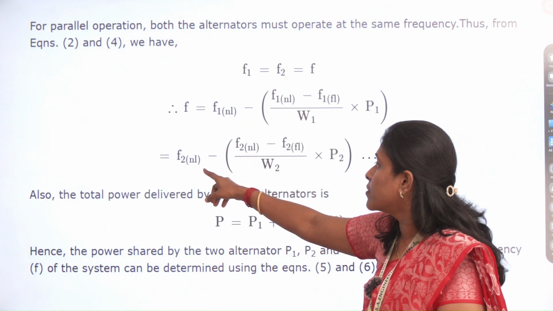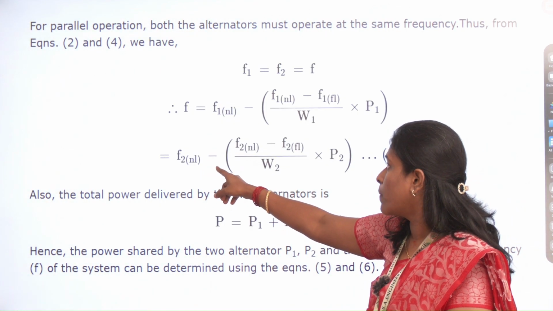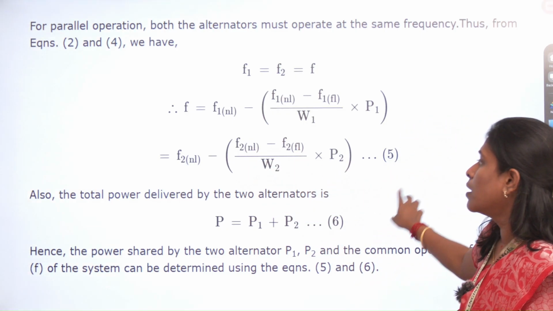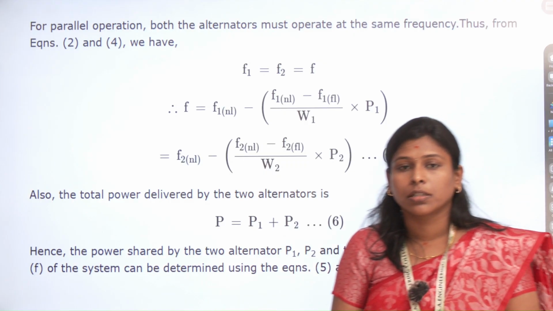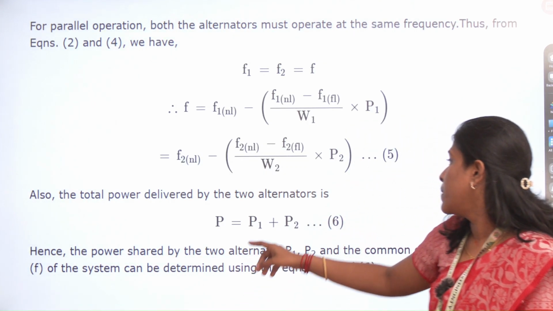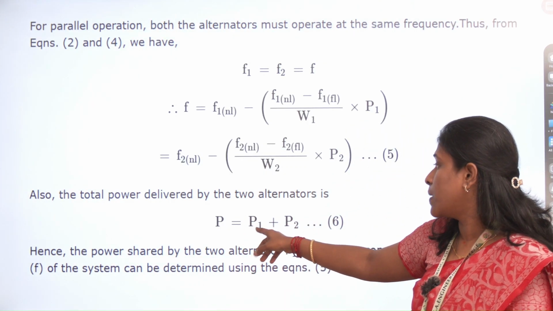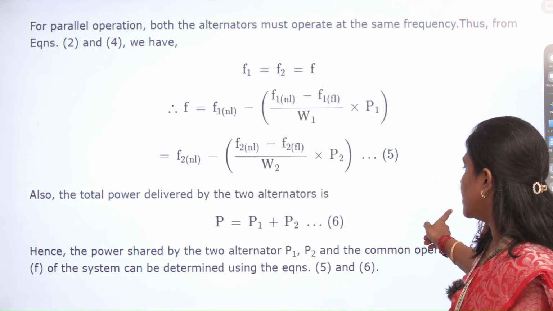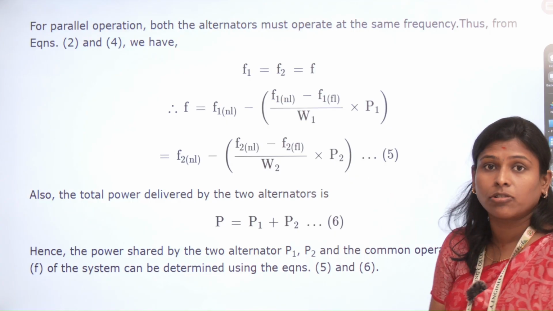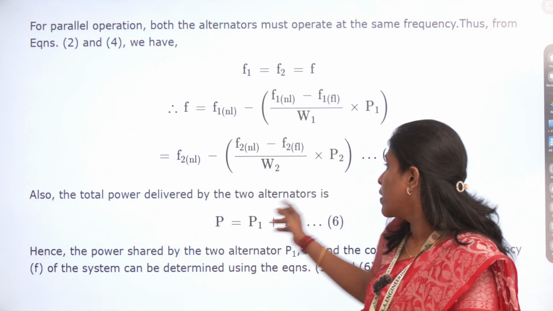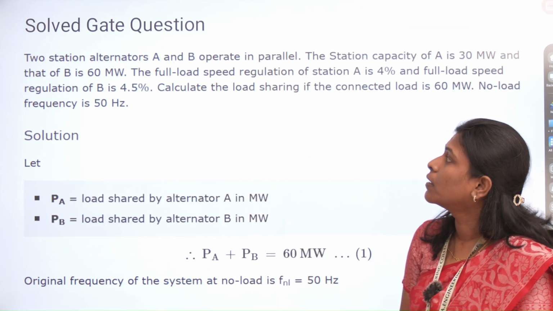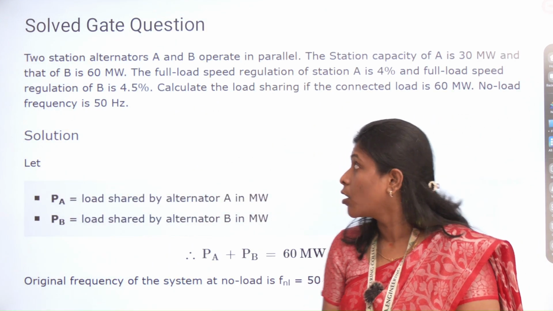That is, the total F equals F2 no load minus (F2 no load minus F2 full load) divided by W2, multiplied by P2, and the total power delivered by the two alternators will be the sum of the two, that is total P equals P1 plus P2. Okay, this is the derivation, and these are the important formulas which we will be using for solving a GATE problem. Now let's see a solved GATE question.